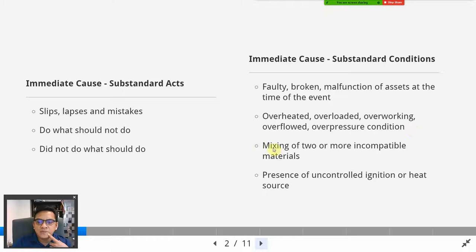Mixing of two or more incompatible materials. Sometimes this happens in places where we cannot see. These two chemicals cannot mix together in a process system, but suddenly something happened, the two chemicals mixed together and created a fire, for example. Presence of uncontrolled ignition or heat sources. So these are the things you need to find whenever an accident happens. What are the immediate causes?